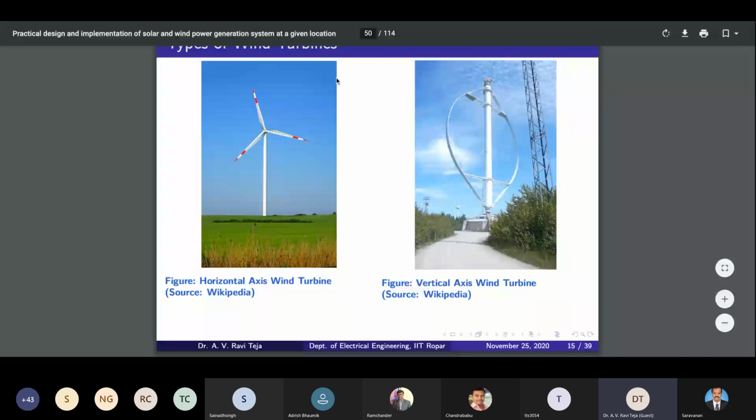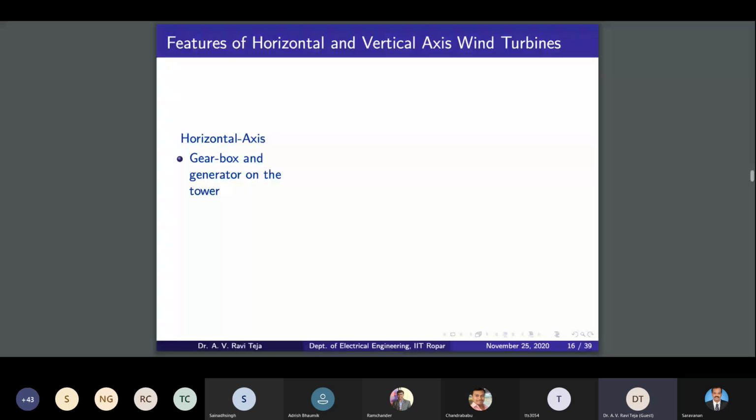Gearbox and generator on the tower, and it is costly. Cost basically increases because of the tower height and the tower material, because all the equipment also I have to place at the top of the tower for the horizontal axis wind turbine. But we get some advantage also. These are more efficient. Why are they more efficient? Because they are accessing the uninterrupted wind at the top of the tower. Right? So that is why they are more efficient.